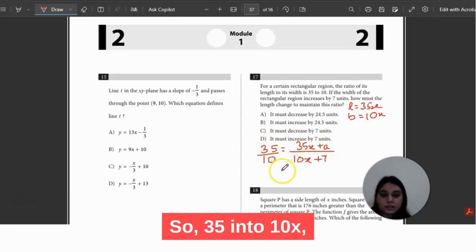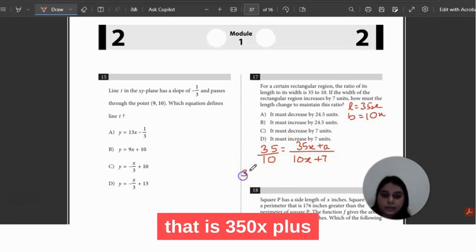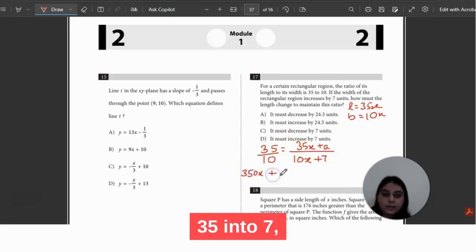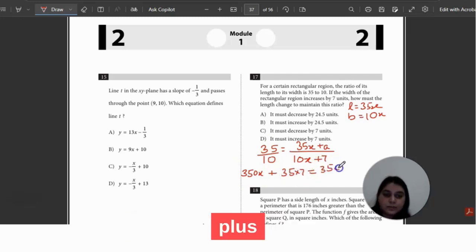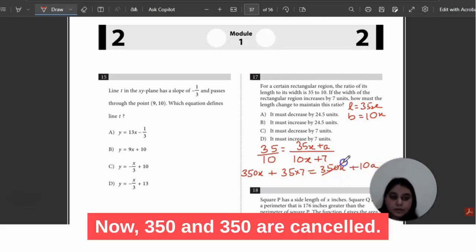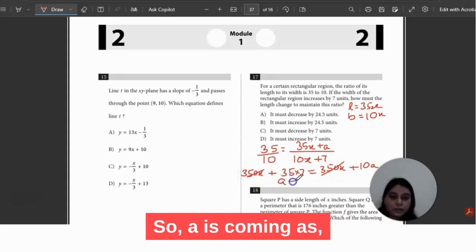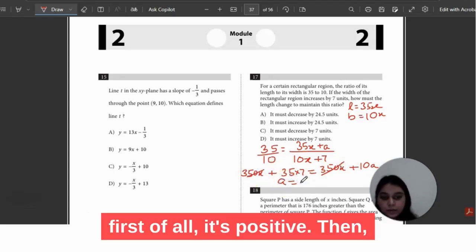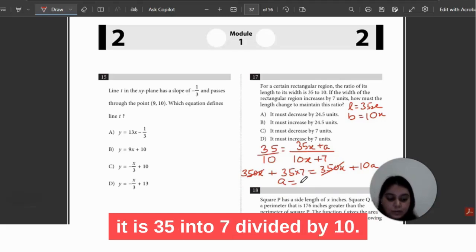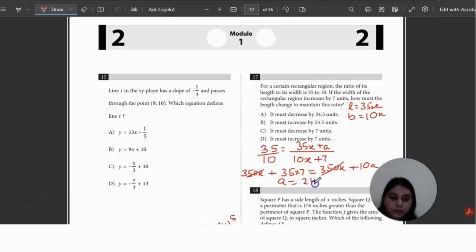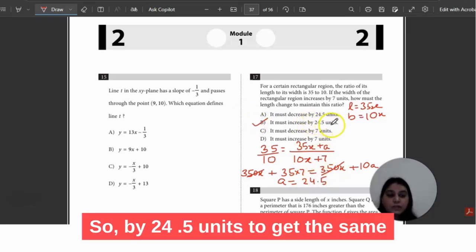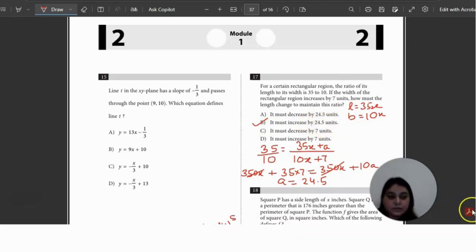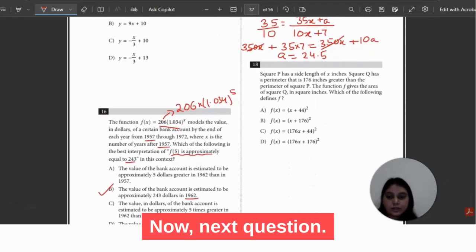So that's fine. The ratio is still 35 upon 10. We'll cross multiply here. So 35 into 10x, that is 350x, plus 35 into 7, no need to multiply yet, is equal to 350x plus 10a. Now 350x and 350x are cancelled. So a is coming as, first of all, positive. Then it is 35 into 7 divided by 10. That is 24.5. Because it's coming as positive, it must be increased by 24.5 units to get the same ratio still. Now next question.